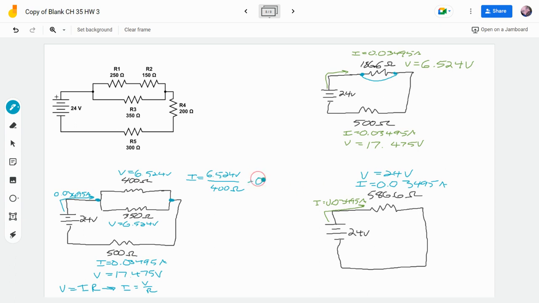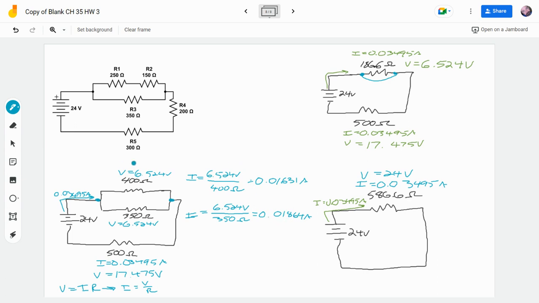All right, the current up here through the 400 ohm resistor is 0.01631 amps. And the current I down here through the 350 ohm one is going to be 6.524 volts divided by 350 ohms. So 6.524 divided by 350 is going to give me 0.01864 amps.